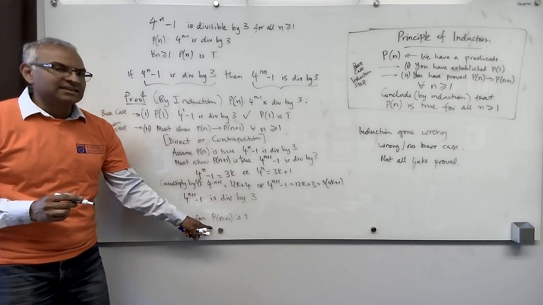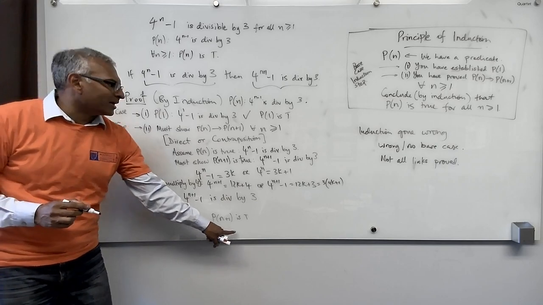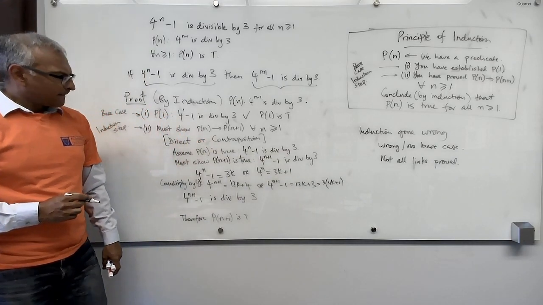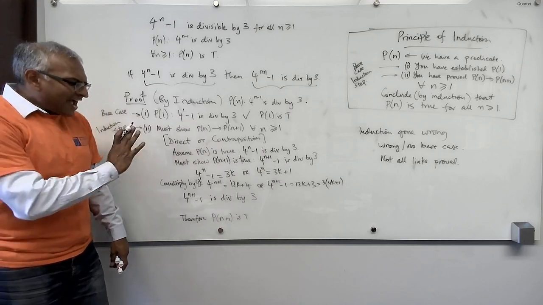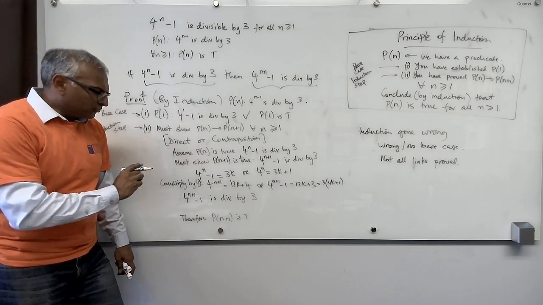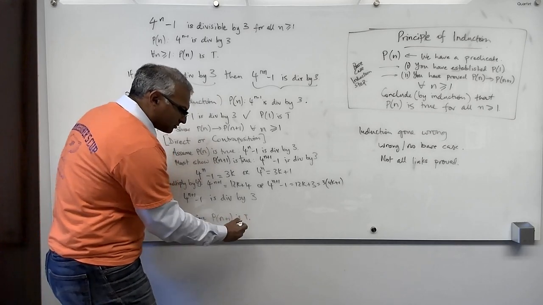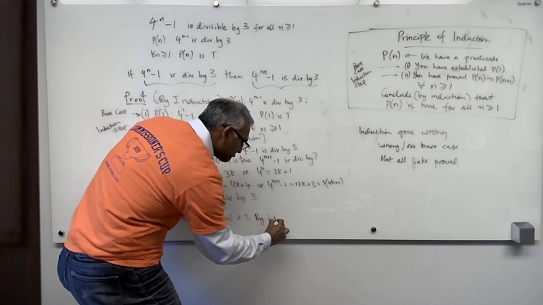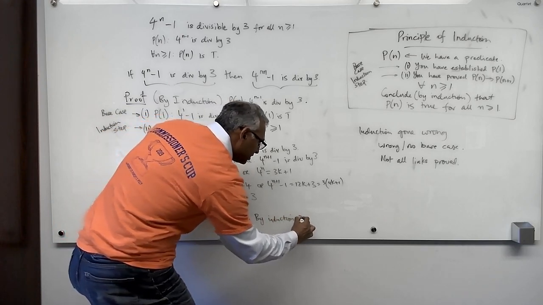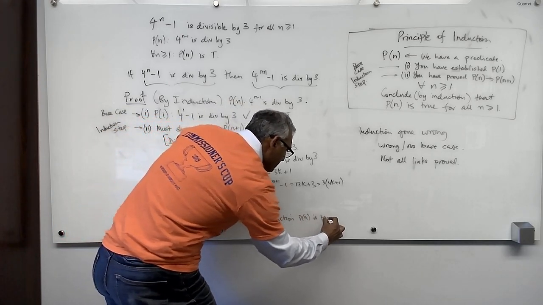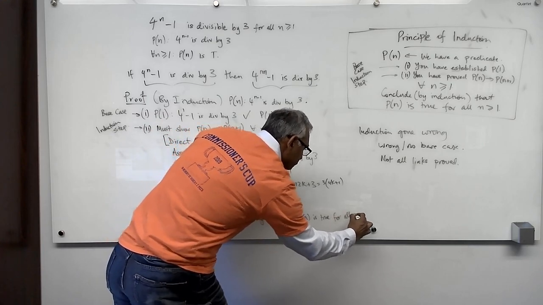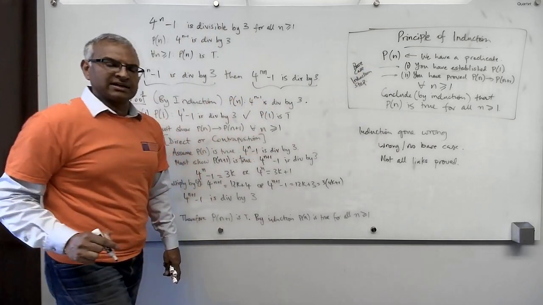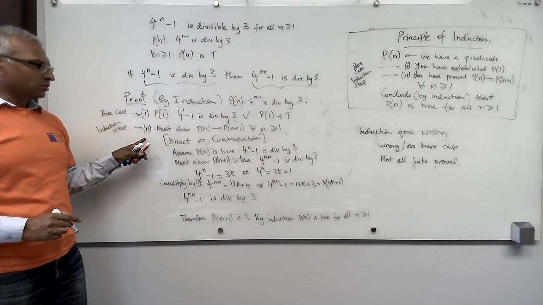And that's exactly the claim. Therefore, P of n plus 1 is true. 4 to the n plus 1 minus 1 is divisible by 3. And that is the end of the proof. Actually, typically we'll say, therefore, P of n plus 1 is true. So, by induction, P of n is true for all n greater than or equal to 1. And here we're invoking the principle of induction because we've shown 1 and we've shown 2.